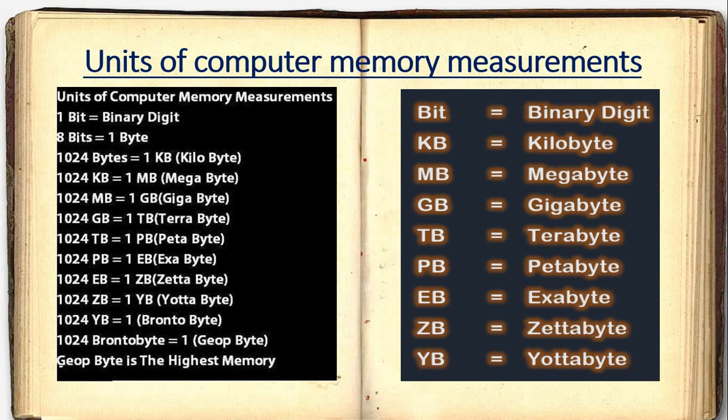1024 petabytes equal 1 EB, that is EB stands for exabyte. 1024 exabytes equal 1 ZB, that is ZB stands for zettabyte. 1024 zettabytes equal 1 YB, that is YB stands for yottabyte. 1024 yottabytes equal 1 brontobyte. 1024 brontobytes equal 1 geobyte, and geobyte is the highest memory.